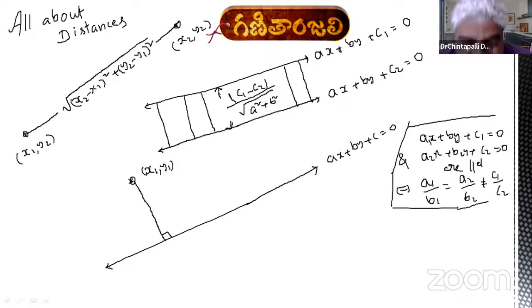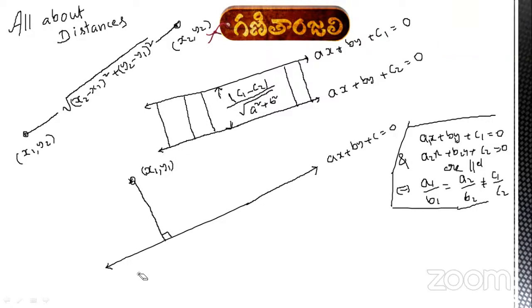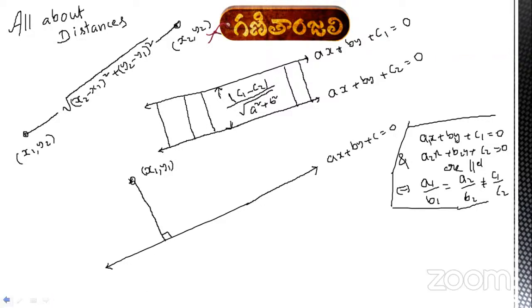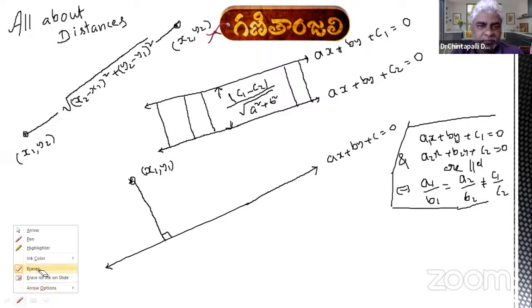Then which distance is considered to be the distance from a point to the straight line? That is the shortest distance. The shortest distance is defined as the distance from a point to a straight line. Yes, sir. So the shortest distance means the distance from a point to a straight line which makes 90 degrees. If the line makes 90 degrees, it is called the shortest distance. That is defined as the distance from a point to a straight line.